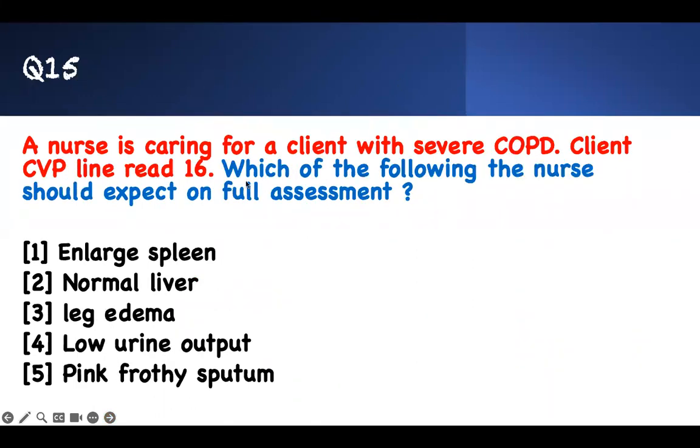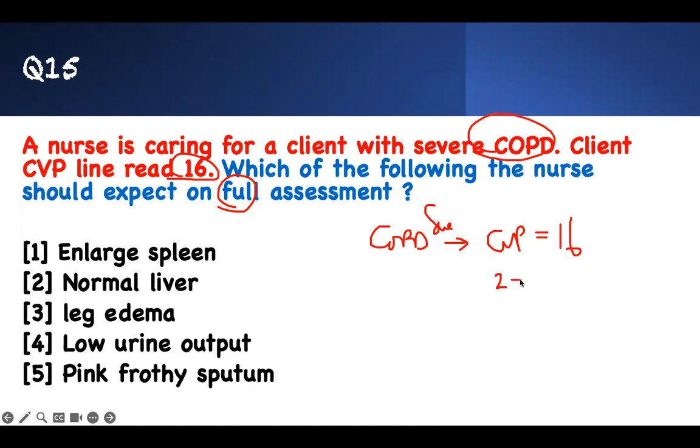Number 15. Which of the following should the nurse expect on full assessment? A nurse is caring for a client with severe COPD. Client CVP reads 16. Listen, look at this patient carefully. I have a COPD patient, severe. All of a sudden, CVP is 16. The normal CVP is 2 to 8. If your CVP is 16, you've developed right heart-sided failure, right heart failure.